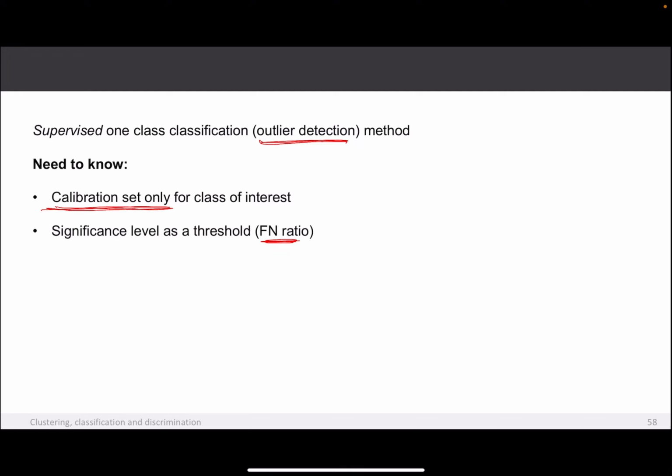Because it's a confidence ellipse, it means that we need to use a kind of confidence level or significance level if you want. And the significance level will tell you the ratio of false negatives. In this case, it means that, for example, if the significance level is 5%, so the confidence level is 95%, we can expect that 5% of members will be rejected by the model. So it's exactly what we call a false negative.